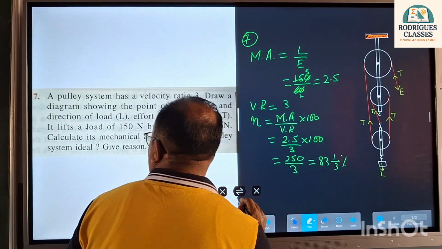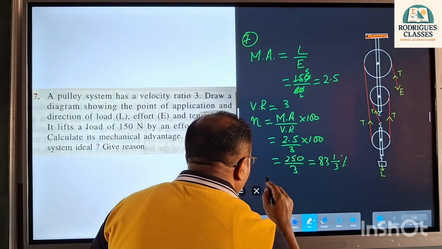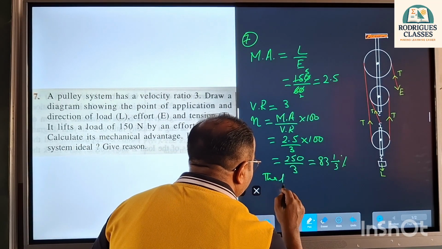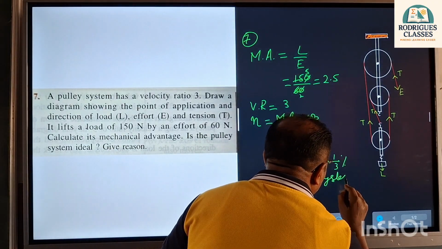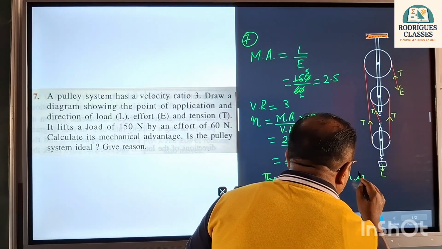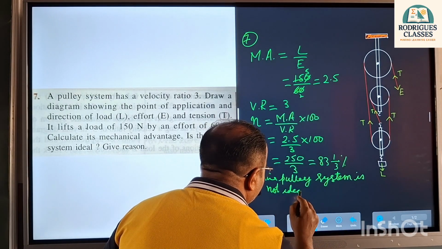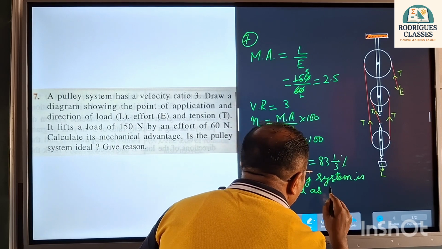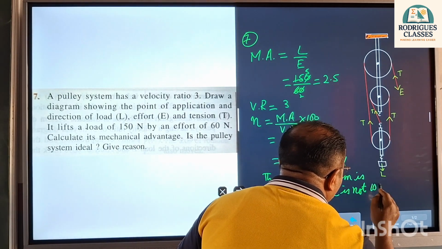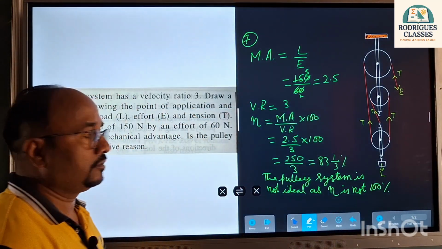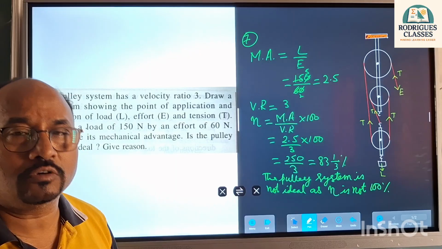So I will write here, it was asked, is the pulley system ideal? The pulley system is not ideal as efficiency is not 100%. So this was a numerical where you had to draw the diagram also.